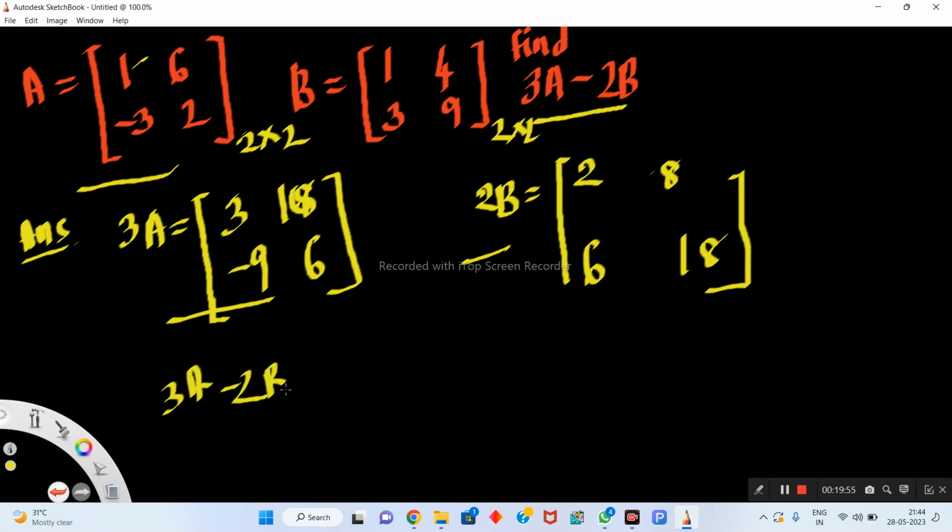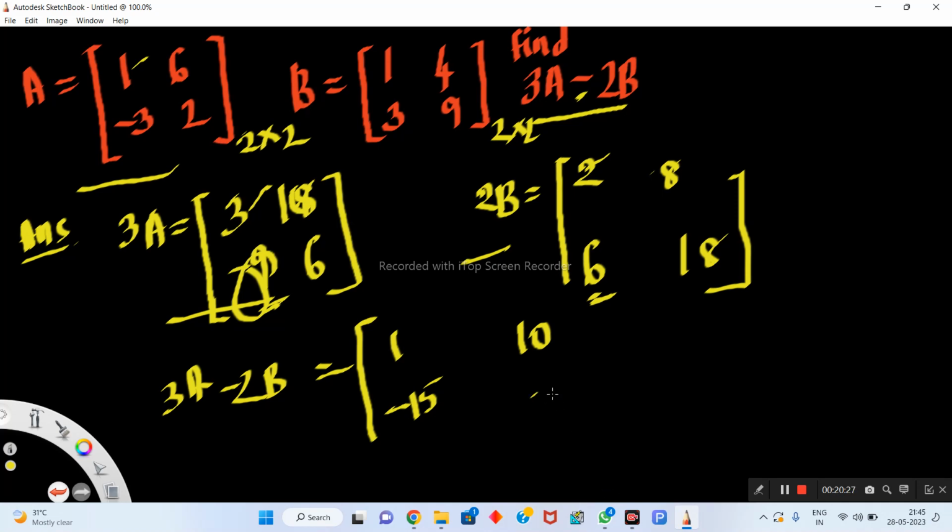So 3A minus 2B will be, we need to subtract this 3 with this 2. 3 minus 2 is 1. 18 minus 8 is 10. Minus 9 minus 6. See, this is minus 9 and we need to subtract 6. We'll get minus 15. Minus 9 minus 6 is minus 15. We need to subtract 6 minus 18. 6 minus 18 will get minus 12 here. So this is the difference of two matrices, 3A minus 2B. This was another example for subtraction of matrix.